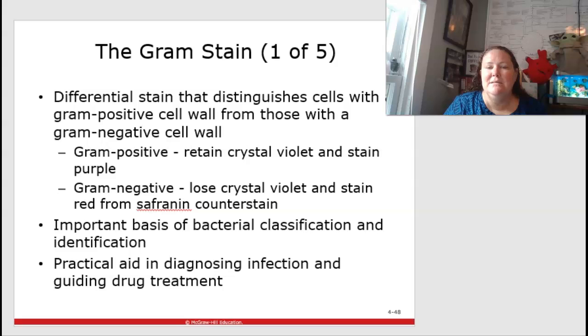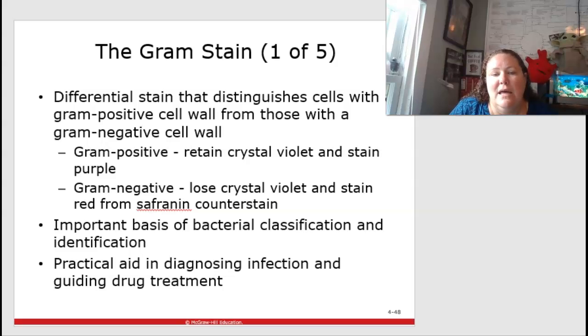Those gram positive ones are going to retain the crystal violet and stain purple. Okay, so Prince fans, Purple Rain, it's positive, right? So gram positive is going to be your purple cells. Where gram negative, they are not going to be able to retain it, so they lose the crystal violet and they are going to stain red from the safranin counterstain.